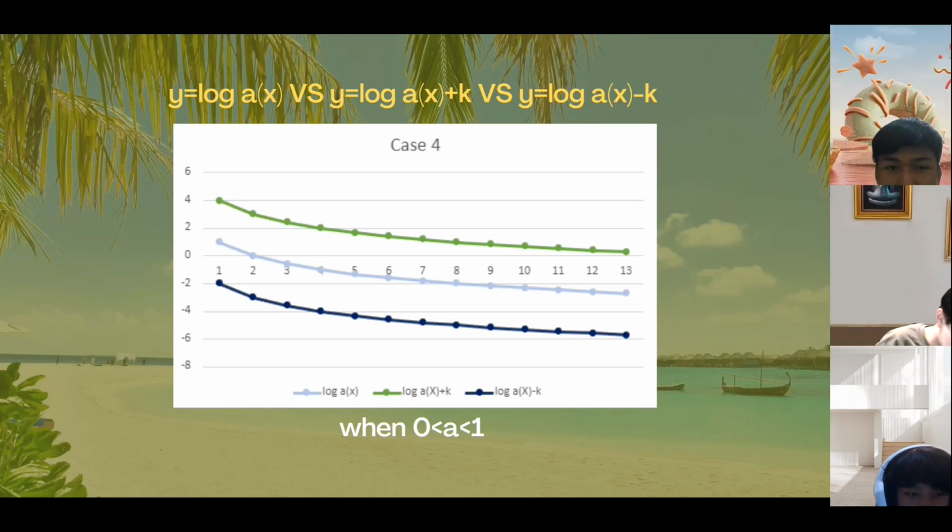So if you take a look, case 4 is just the same as case 3. The only difference is that in case 3 the base is more than 1 and in case 4 it is less than 1. But these two cases reflect each other with the x-axis as a reflector. So this is case 4.